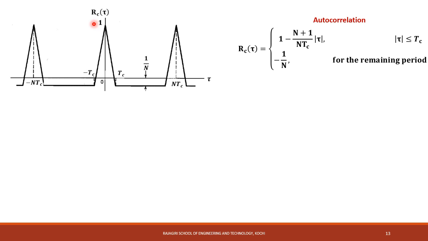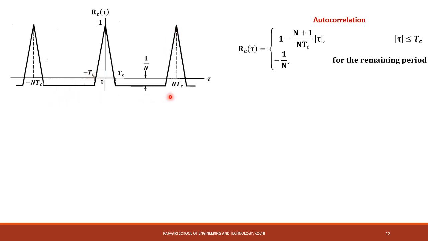When you try to plot the autocorrelation function as a function of tau, the maximum value will be obtained at tau equal to 0, and the maximum value is equal to 1. It is obtained when there is no shift in the PN sequence, that is, the same sequence is correlated with each other. Now, after Tc seconds, that is after 1 bit shift in the PN sequence, the autocorrelation function will reduce from a maximum value of 1 to a minimum value of minus 1 by n. Now, after n Tc seconds, that is after 1 period of the PN sequence, the autocorrelation function goes back to the maximum value of 1.